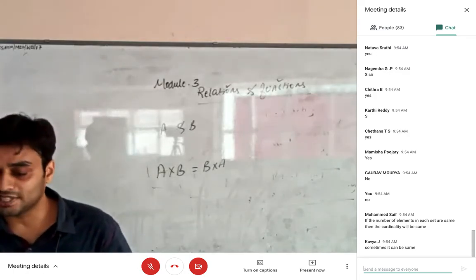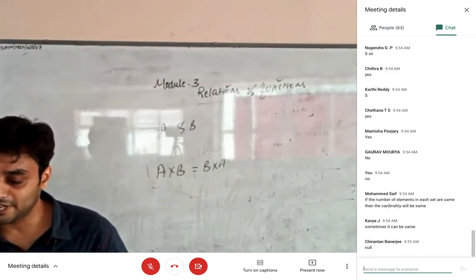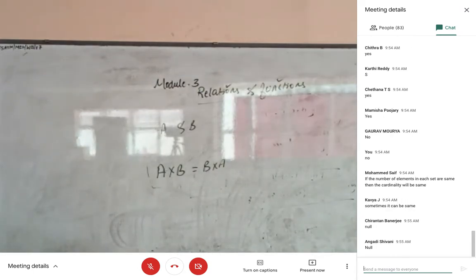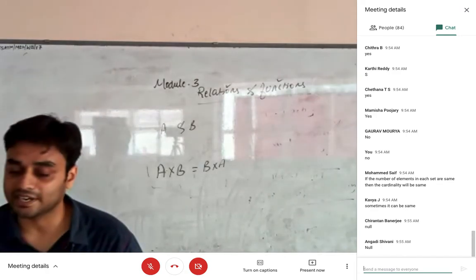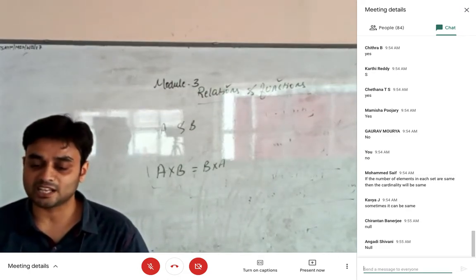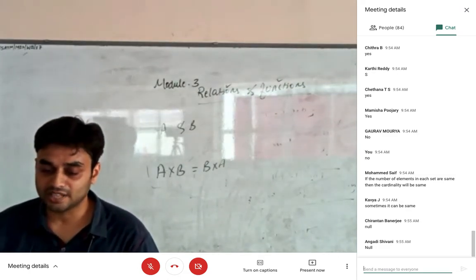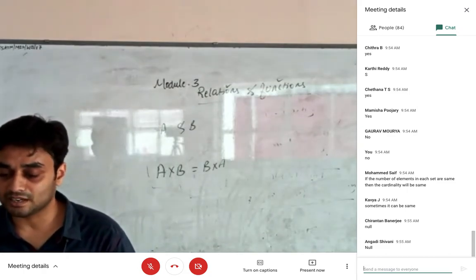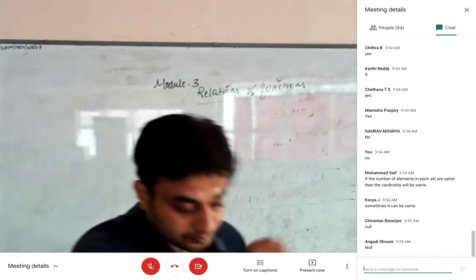If both the sets are the same, then A cross B will be equal to B cross A. Exactly. Chitran Banerjee and Anagadi, both are correct. See, if set A is null and set B is null, then also A cross B will be the same as B cross A. Very good. These are the only two cases where A cross B will be the same as B cross A. Very good. Fine.